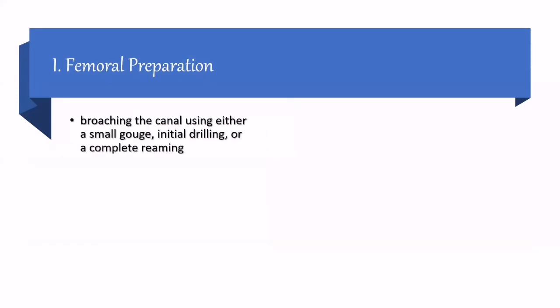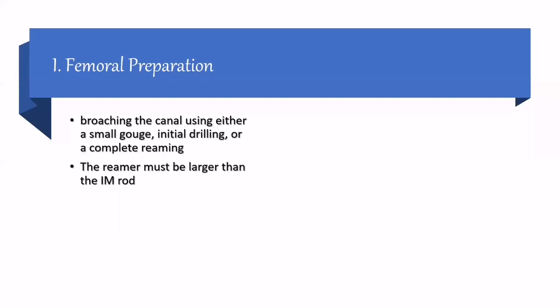Regarding the femoral preparation, broaching of the central canal is either by a small gouge or initial drilling or complete reaming. Some of the systems apply a small gouge first at the point we have drawn, and then initial drilling. Some of the surgeons prefer not to drill all the way into the femoral canal because some of the systems have a very small tip on the drill, the reamer, which is about 1 centimeter, and then it will be precisely put at this point where you are going to do drilling of the femur.